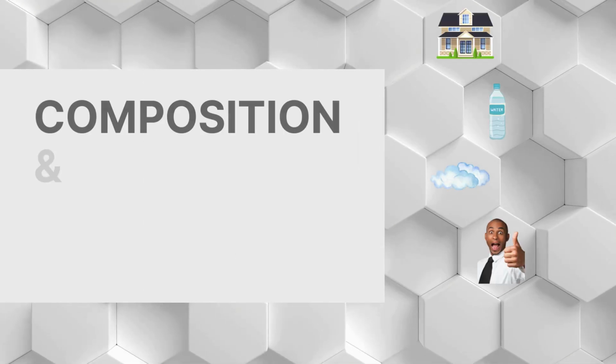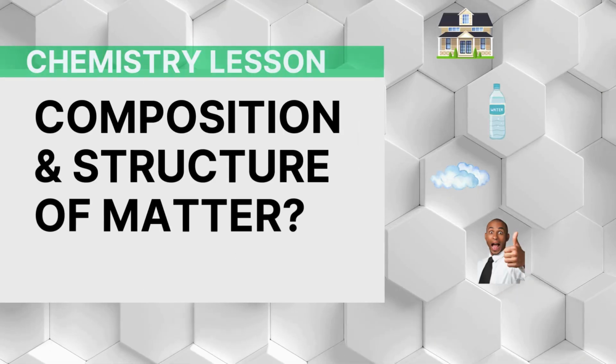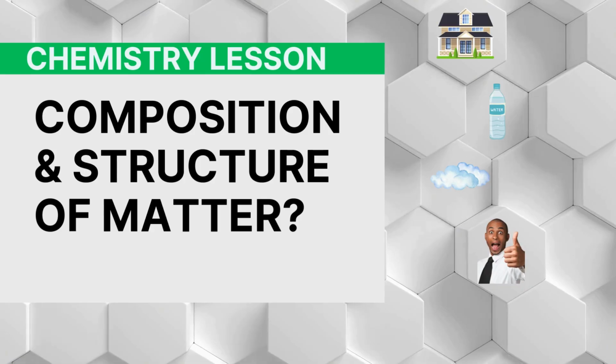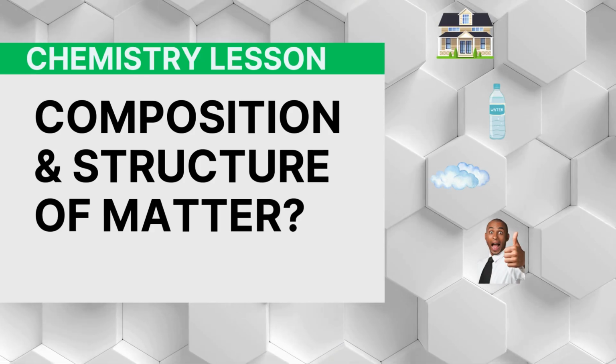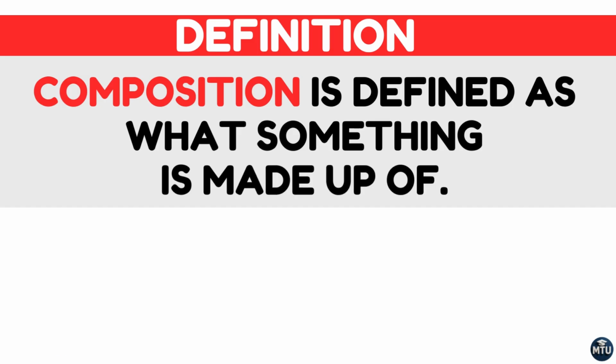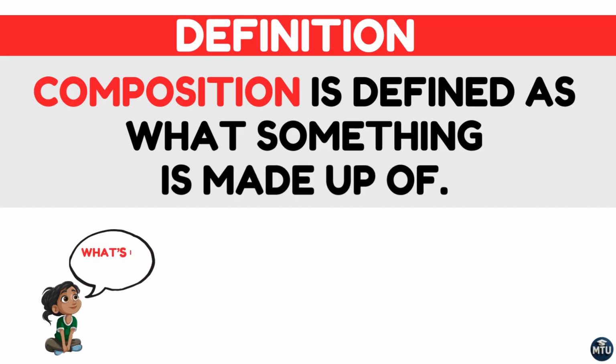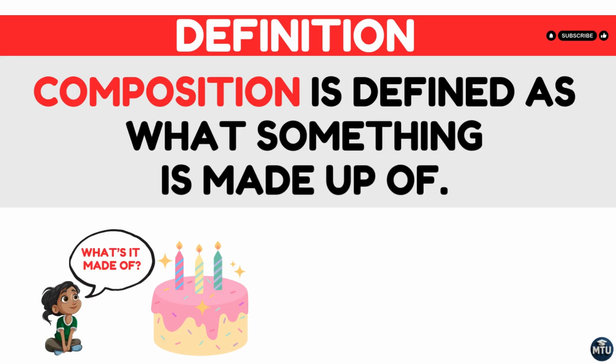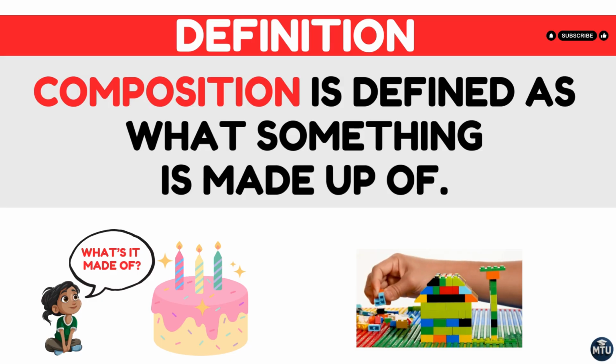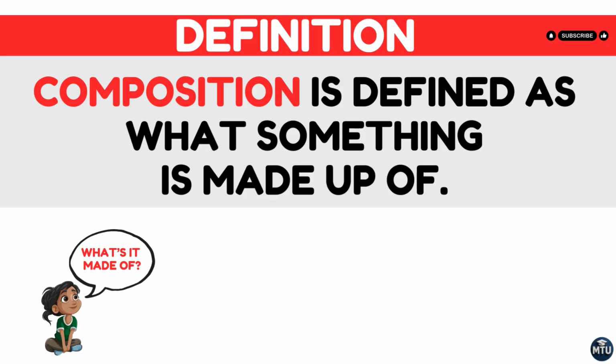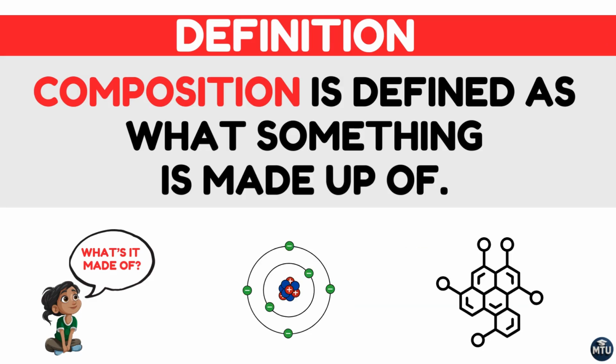In today's video, we're going to learn about composition and structure of matter, what this all means and how they relate and differentiate. Let's start with composition. Composition means that we want to know what something is made up of, like the ingredients in a cake or the pieces in a Lego set. In chemistry, it's the type of atoms or molecules a material contains and how many of each kind there are.